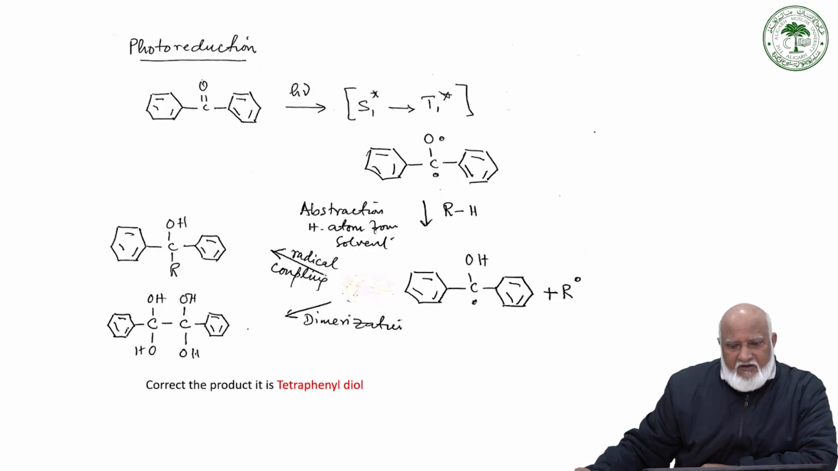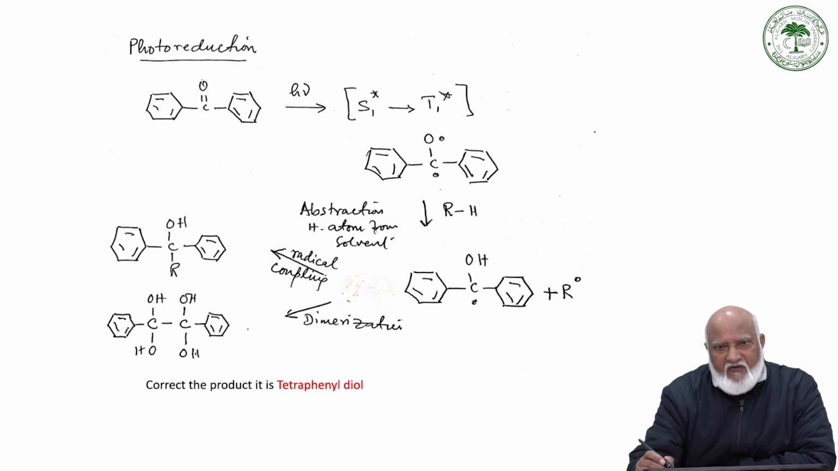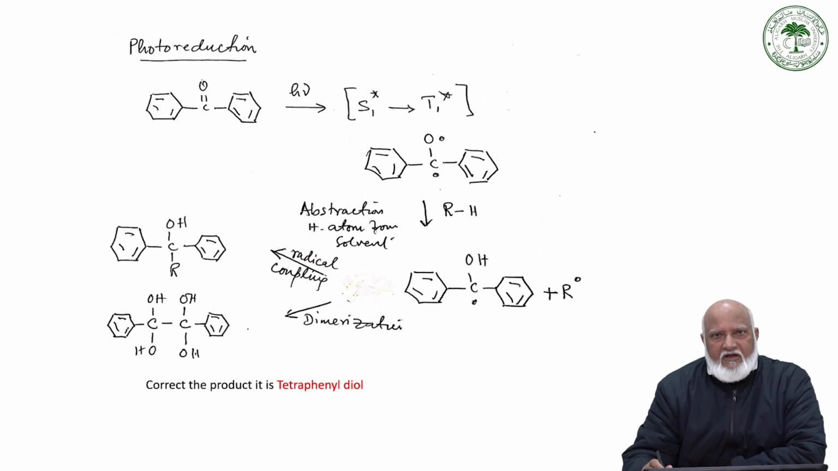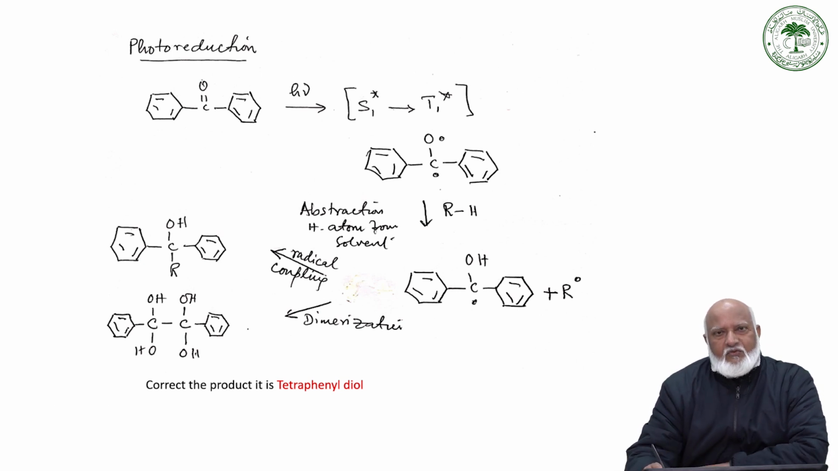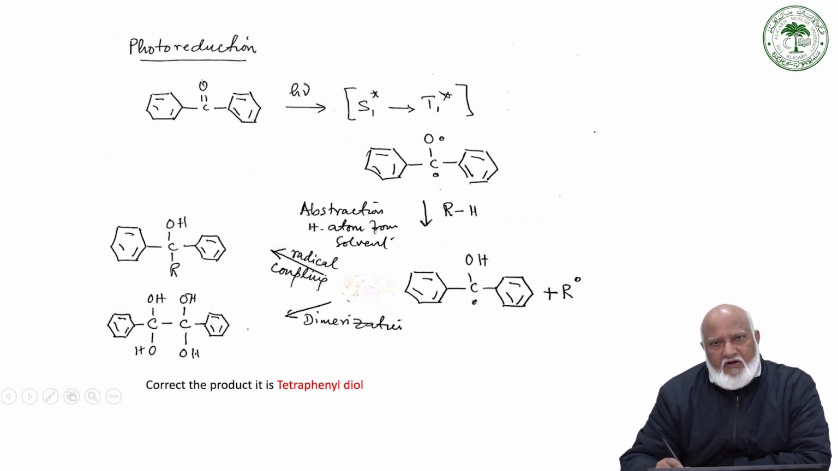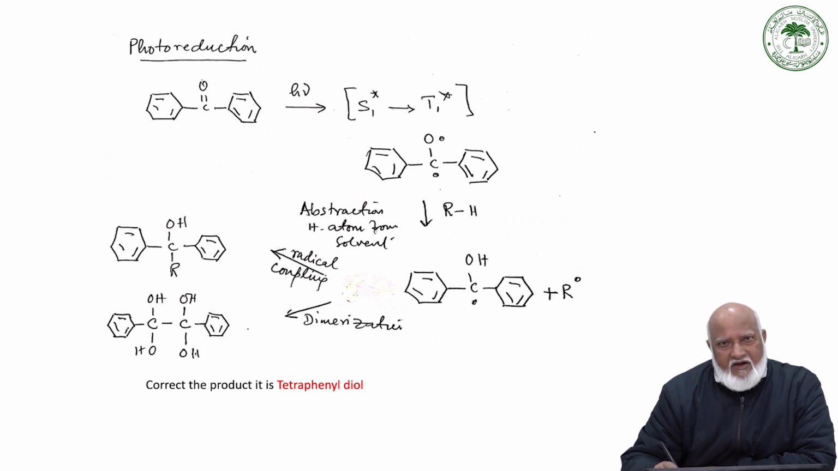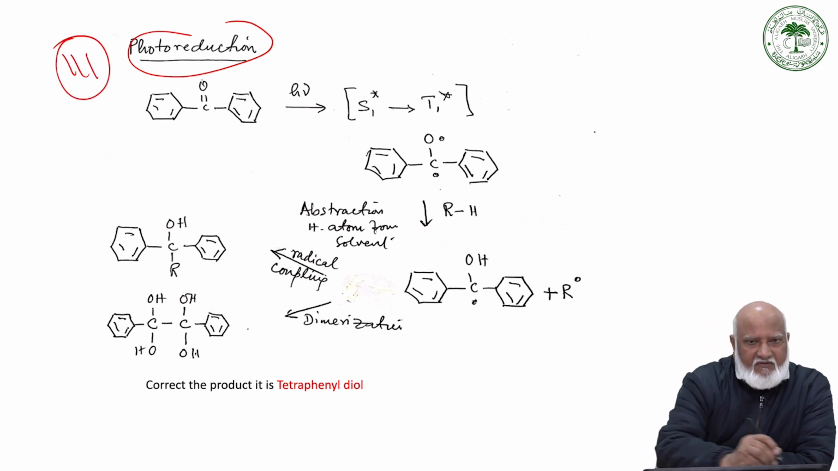Going further, initially when we started, we mentioned that carbonyl compounds can undergo different types of reaction. Type 1, the Norrish type 1 reaction, involves alpha bond cleavage. Type 2 involves gamma hydrogen abstraction, which we have been discussing just now. We have also discussed how to bring about selectivity in gamma hydrogen abstraction to get the cyclobutanol product in more yield. And the third type of reaction is photoreduction.